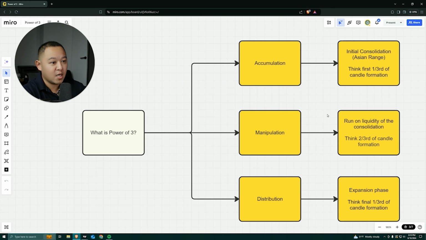And the majority of bullish candles will start out bearish. That is our manipulation leg that we're looking to position ourselves in. And if we miss that manipulation leg, oftentimes we've already missed the move.